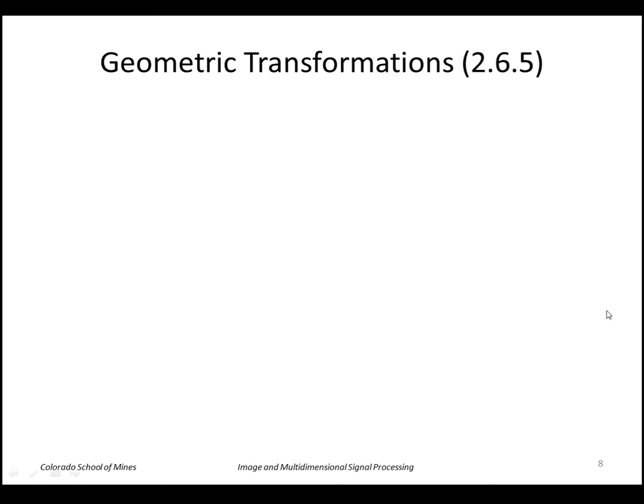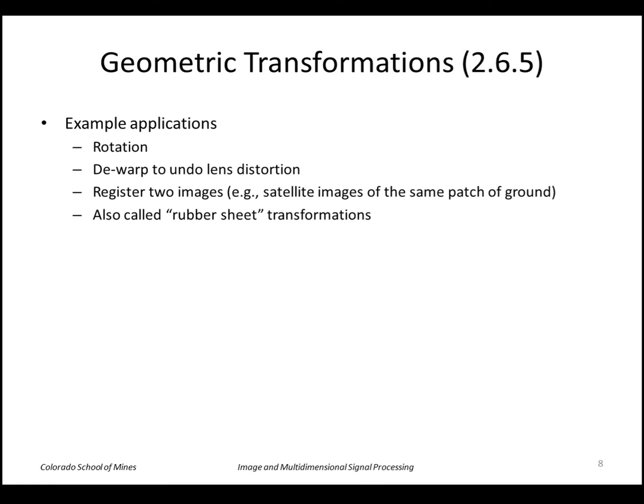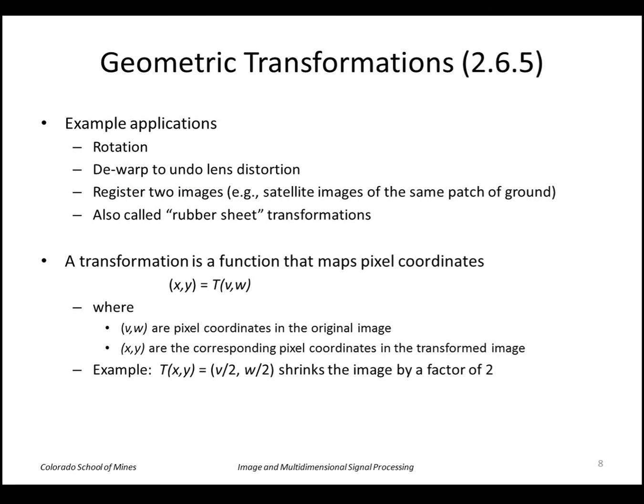Okay, let's look at geometric transformations. So we've already seen simple scaling, but let's look at maybe more general kinds of transformations we'd want to do. For example, we might want to rotate an image or apply some sort of warping or unwarping to undo lens distortion. A practical application would be to register two images, such as satellite images of the same patch of ground. These are sometimes called rubber sheet transforms.